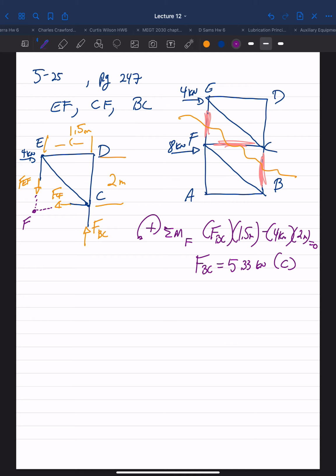If I then do sum of my forces in the y direction equal to 0, I have my FBC, which is 5.33 kilonewtons, minus FEF equals 0. So FEF equals 5.33 kilonewtons. And that's in tension.